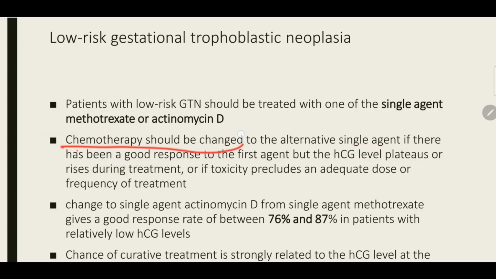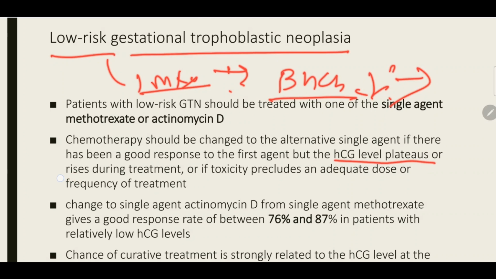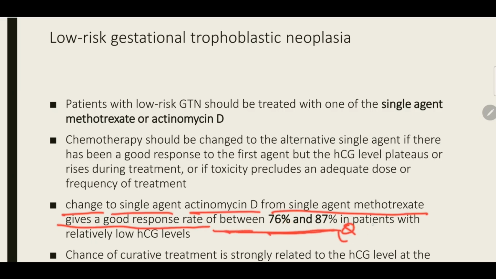So when to change the chemotherapy? For example, a patient came to you, you diagnosed her as low risk GTN and you gave methotrexate. So after giving methotrexate, the beta hCG value falls, but during follow-up her beta hCG level plateaus or rises. This is one scenario. Second scenario, if there is methotrexate toxicity, then you have to change the chemotherapy, that is you have to change to actinomycin D. Change to single agent actinomycin D from single agent methotrexate gives a good response rate of between 76 and 87% in patients with relatively low hCG level.